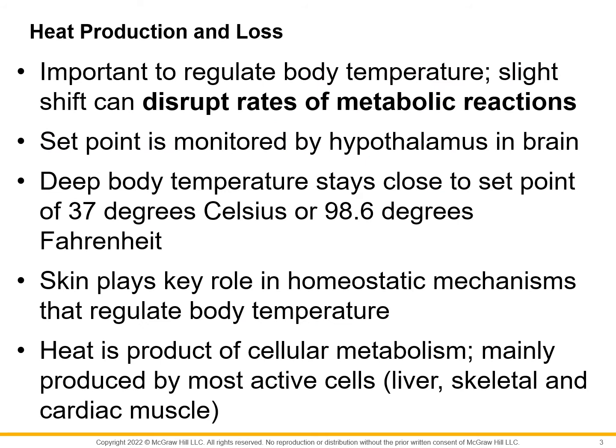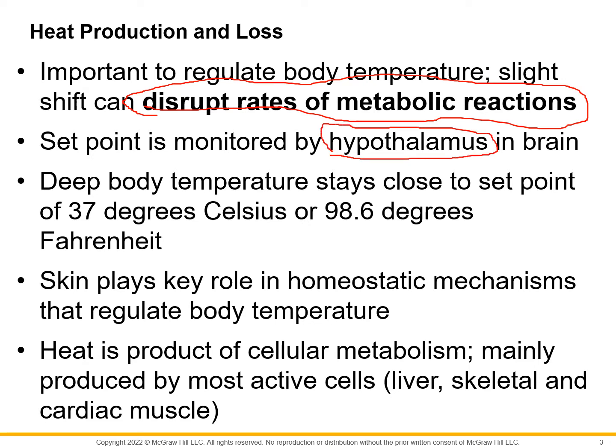So heat loss is a very big thing. So, in temperature regulation and heat loss again, any slight change in body temperature can disrupt, as it says, rates of metabolic reactions, which means it can cause disease. That can be a problem. The set point is monitored, and you do need to know this. The hypothalamus, a little area in the brain, is where this thermostat basically is.